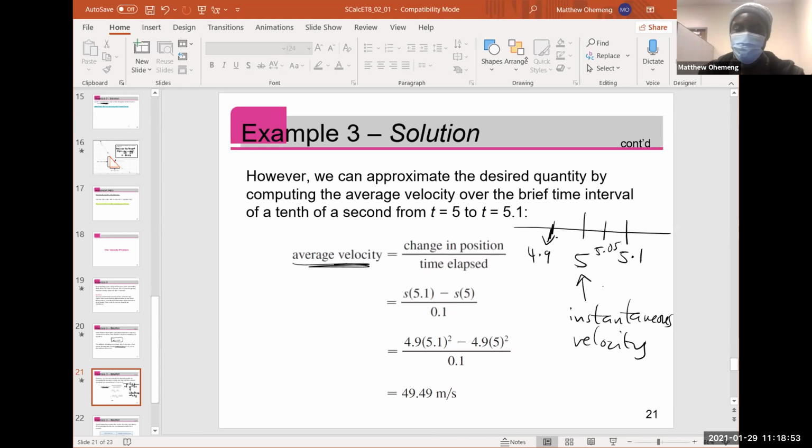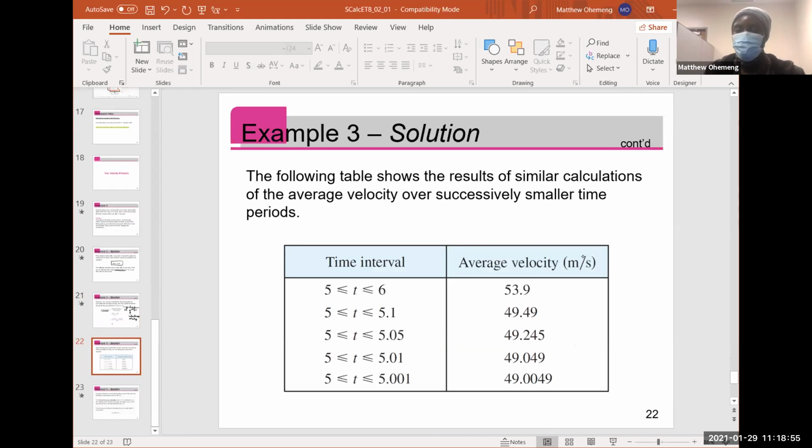So similar to what we did for the tangent problem, we get a table like so, right? So average velocities are computed within an interval. Within 5 and 6, they computed 53.9. Within 5 and 5.1, they computed 49.49. Within 5 and 5.05, 49.245, and so on. Up to 5.001, which is 49.0049. So it's fair to estimate that this one is approximately 49.